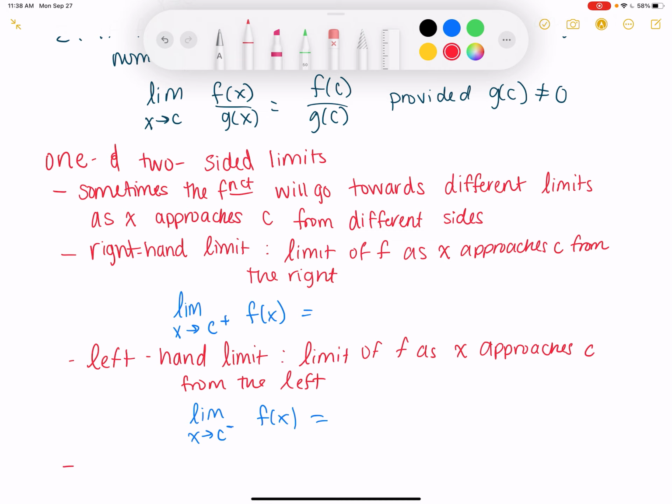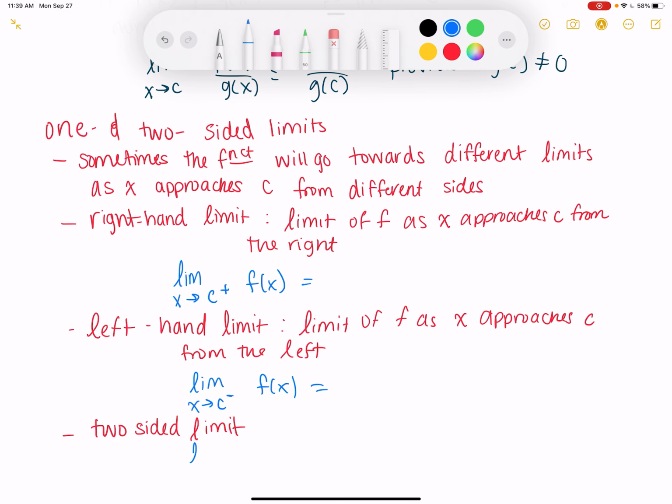And then the last one is the 2-sided limit, which is what you've been seeing, that we've written all up here up until this point, where we wrote the right and left hand ones. So that is the limit as x approaches c of f of x is equal to, and then whatever it would be equal to in that particular case.